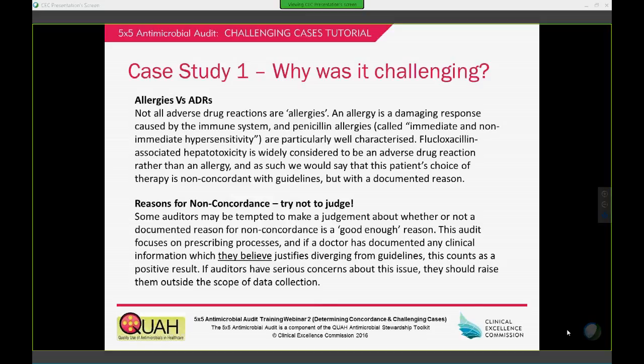And that leads me on to the next point there. Some of our auditors might be tempted to make a judgment about whether or not a documented reason for non-concordance is, in their opinion, a good enough reason. But what we need you to understand is that the audit focuses on prescribing processes. So we're looking at the steps and behaviour of the prescribers who are actually charting antimicrobial therapy. And if they have documented clinical information which they believe justifies diverging from the guidelines, then this actually counts as a positive result. But of course, if our auditors have serious concerns about that, then they should be discussing that with the medical teams outside the scope of data collection.